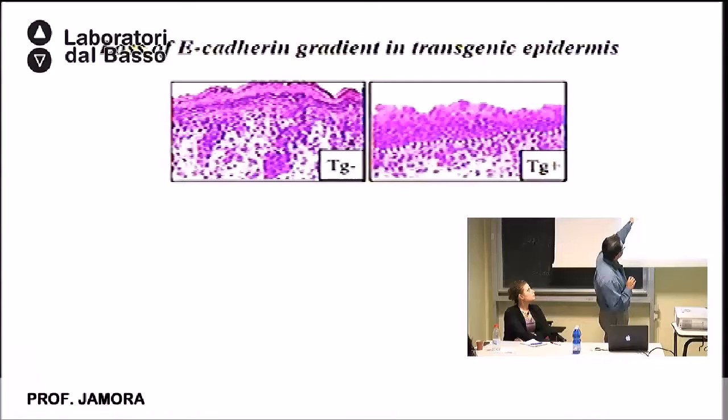Okay, so essentially what we did is that when we made this transgenic mouse, we lost the E-cadherin gradient in the transgenic epidermis.